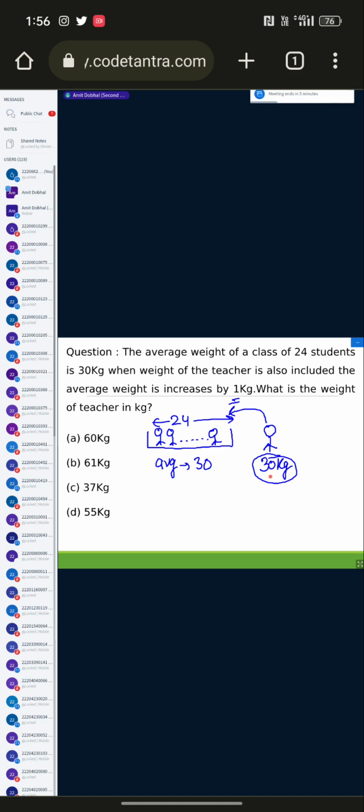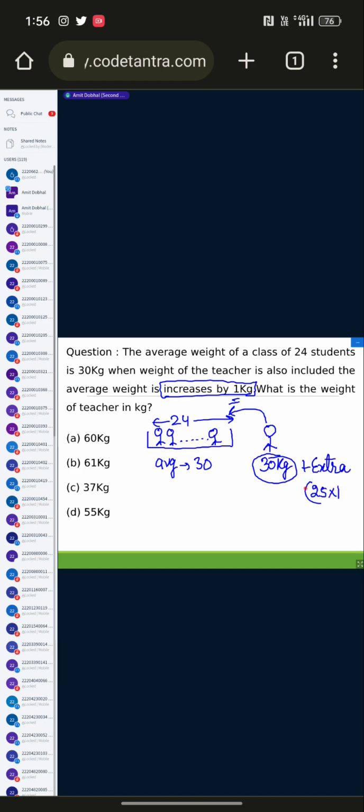ठीक है, but according to the question the average is increased by 1। इसका मतलब है अपने साथ कुछ एक्स्ट्रा वेट लेके आया होगा, वही वेट बढ़ाने का काम कर रहा है। ठीक है, so now if it is increased by 1 kg, it means now the total strength would be what? 24 students and 1 teacher. So now the total strength is 25. So 25 students now increase by 1.